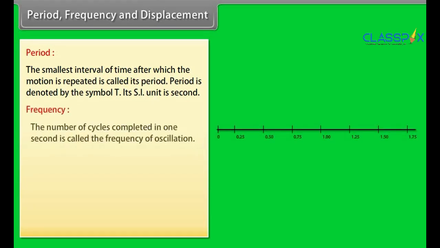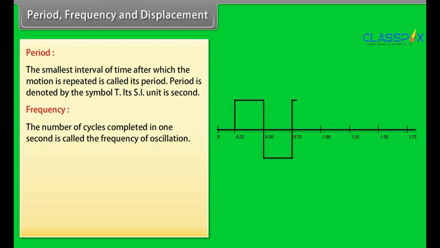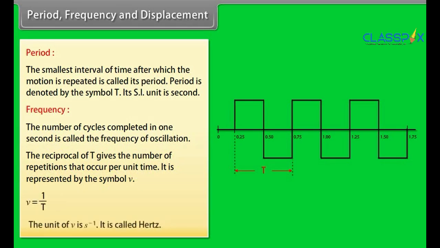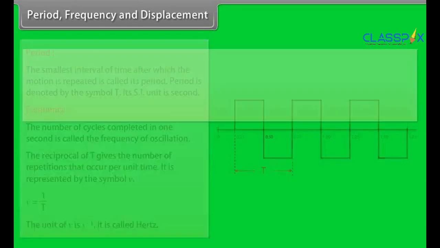Frequency. The number of cycles completed in 1 second is called the frequency of oscillation. The reciprocal of T gives the number of repetitions that occur per unit time. It is represented by the symbol ν. The relation between ν and T is ν is equal to 1 by T. The unit of ν is per second and is called Hertz.